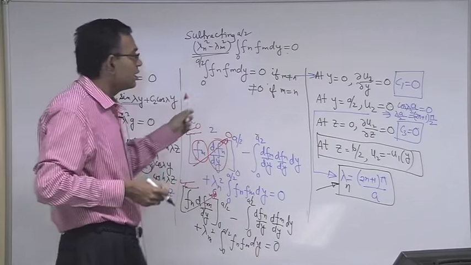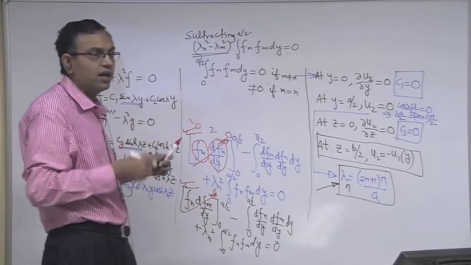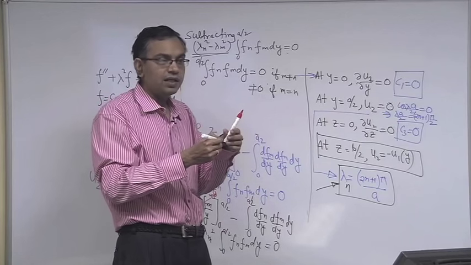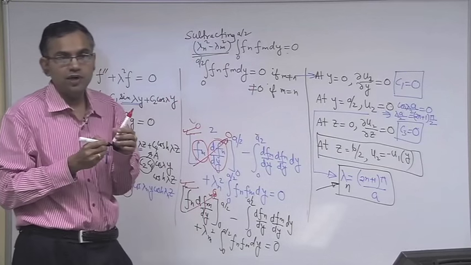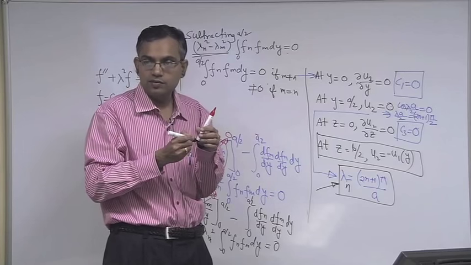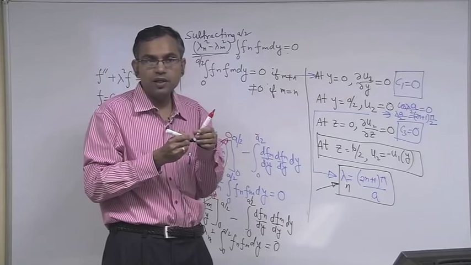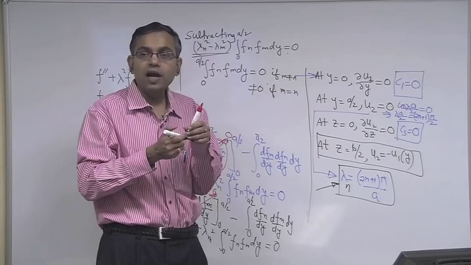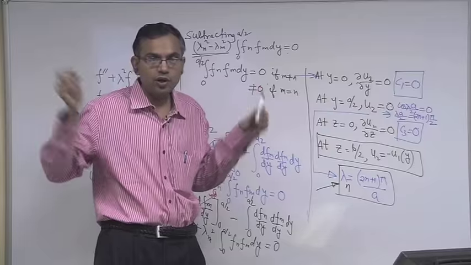What is basically happening here is that in the function space, when you write orthogonality, what does it mean? Forget about functions, just take an example of vectors. If two vectors are perpendicular to each other, then what is their dot product? The dot product is 0, right? Dot product means one component of this vector multiplied with the corresponding component of the other vector, and that is summed up for all components.